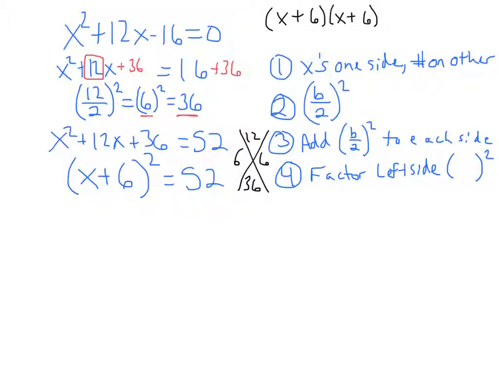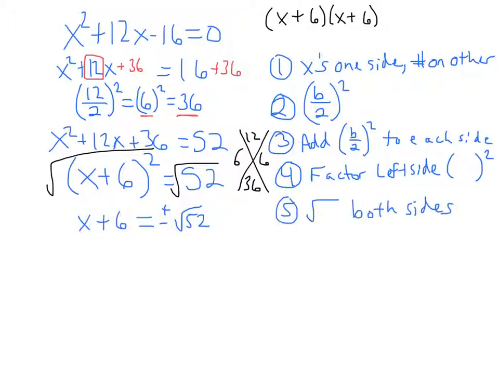Okay, excellent. Now the next thing we have, well, we saw these problems a few days ago. To get rid of the squared on this side here, we can just square root both sides. So let's square root both sides here. So I end up with x plus 6 equals plus or minus the square root of 52. Now we have to think, can I simplify the square root of 52? Well, if I divide it by 4, I will be left with 13. So yes, I can. The square root of 4 is 2. So plus or minus 2 square root of 13.